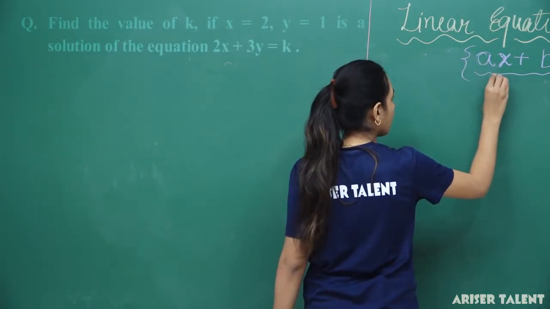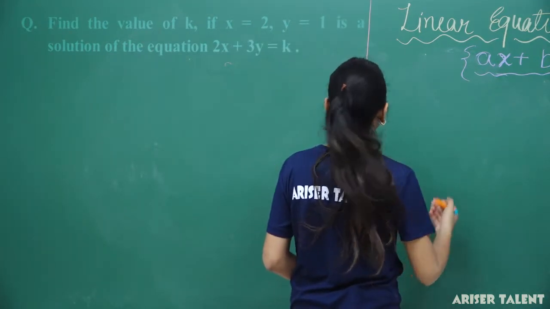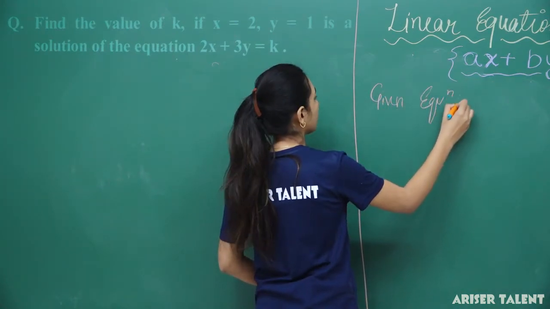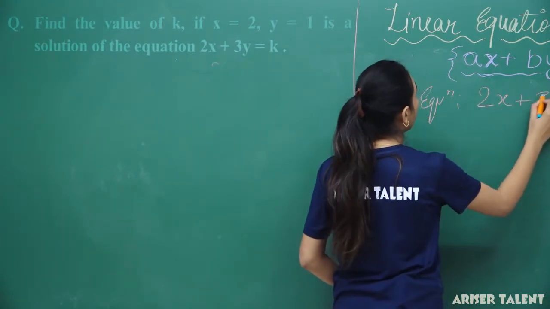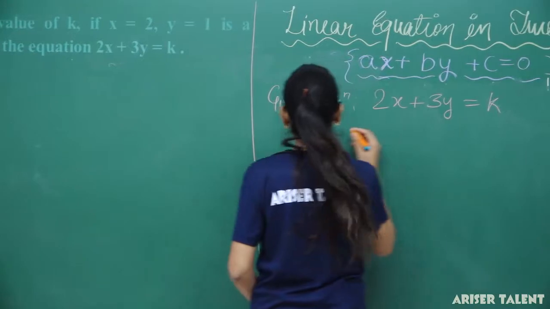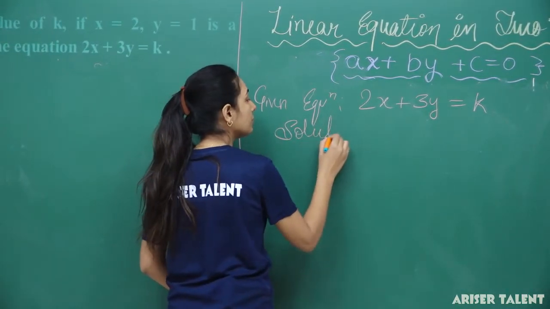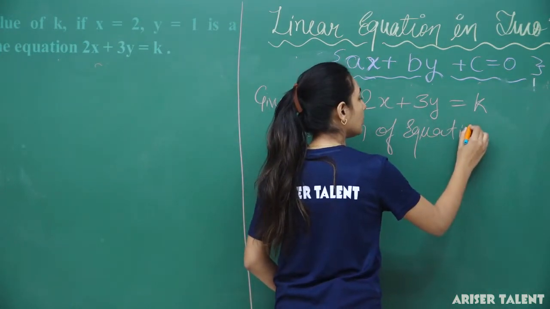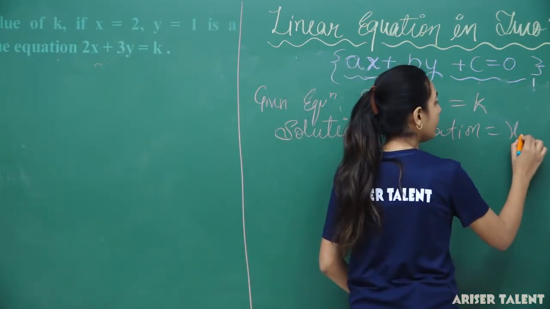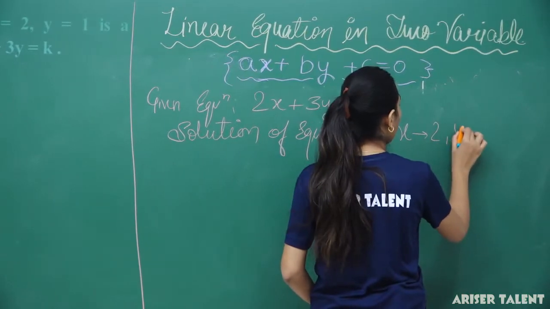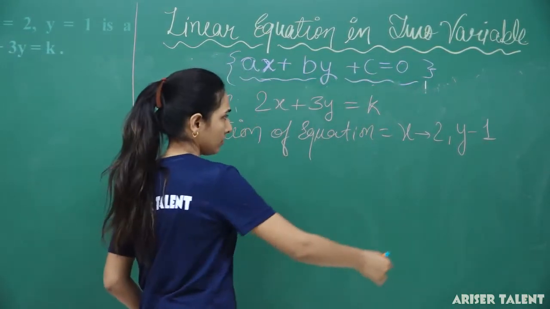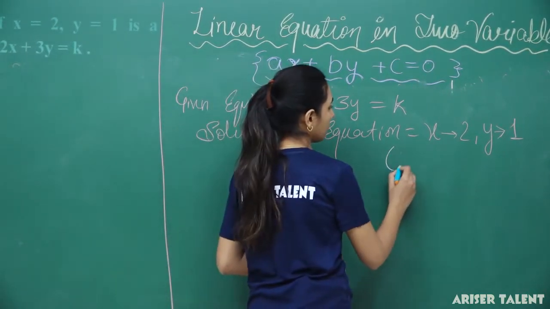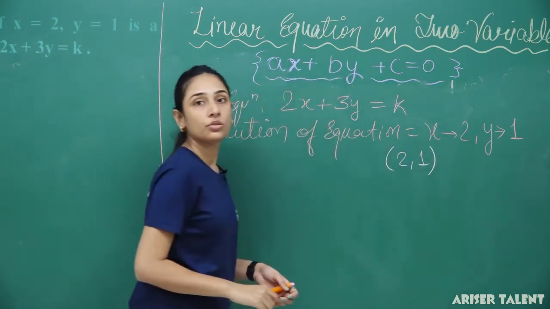Okay, so the given equation is 2x plus 3y equals k. The solution of the equation is x equals 2 and y equals 1. So we can also write it as 2 comma 1.